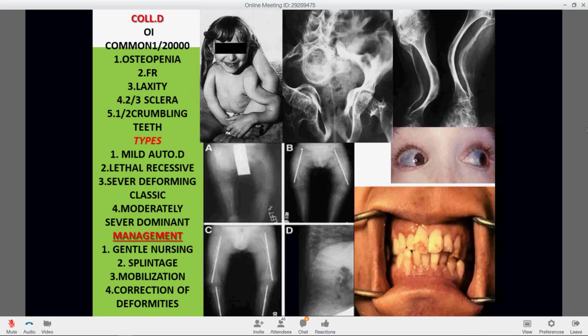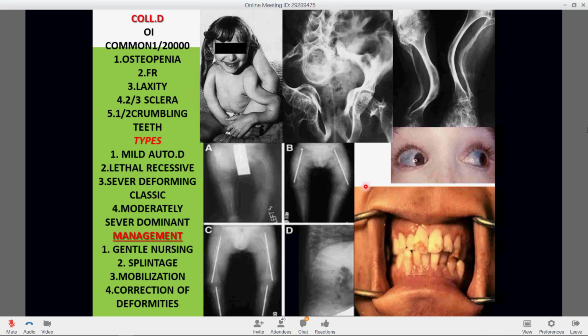Collagen disease, osteogenesis imperfecta. This is a rare condition, 1 in 20,000. This group of conditions has the following criteria. All of them have osteopenia, liability to fracture, and joint laxity. Two thirds of the cases have blue sclera, and half of the patients have crumbling teeth, dentinogenesis imperfecta.